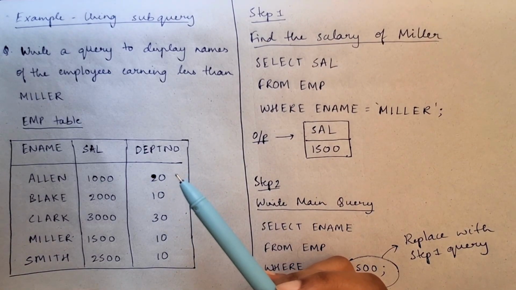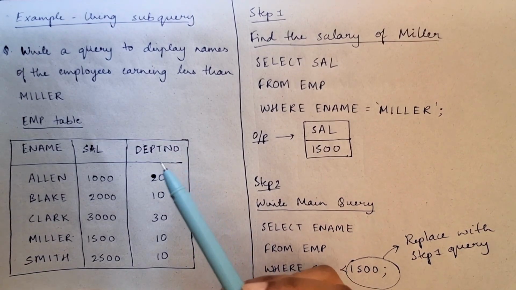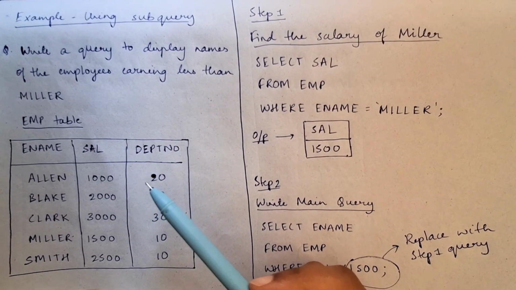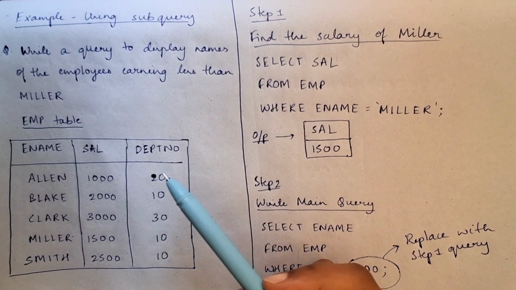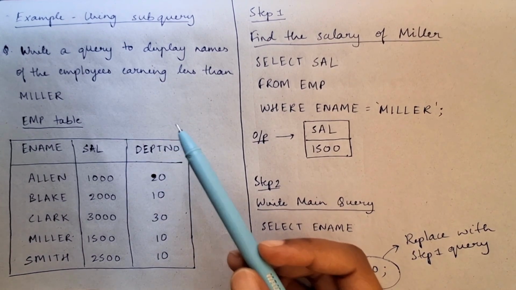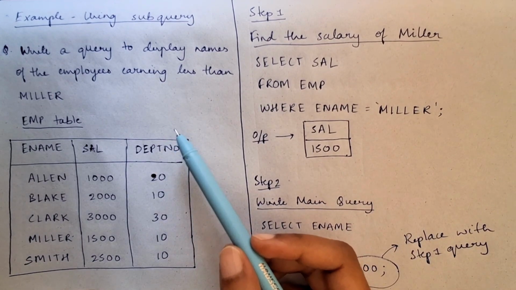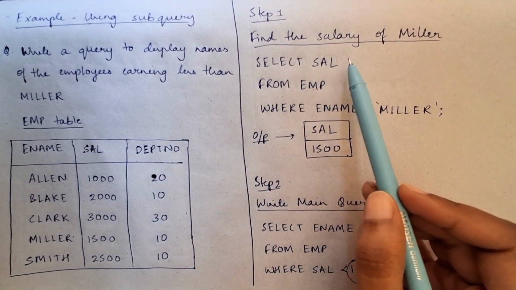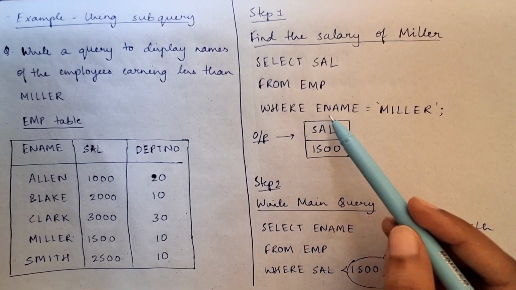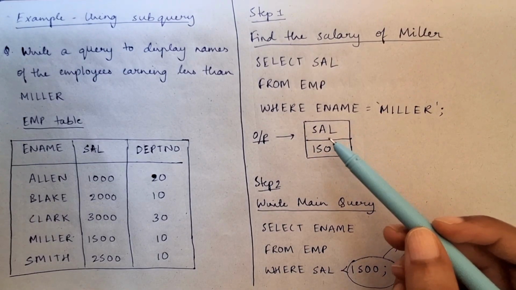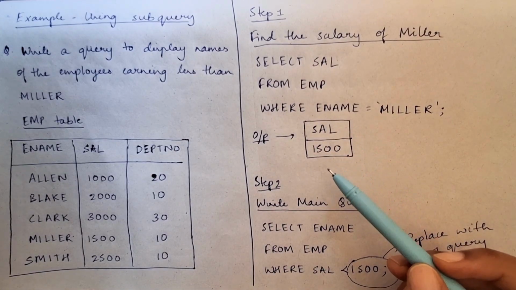So first we must find the salary of Miller from the table. Once we know Miller's salary, we can compare other employees' salary with that value. This is exactly where we use a subquery when we have an unknown value. Here the unknown value is Miller's salary. So the first step is to find the salary of Miller. For that we will write a query using the where clause, and the output we will get is 1500.